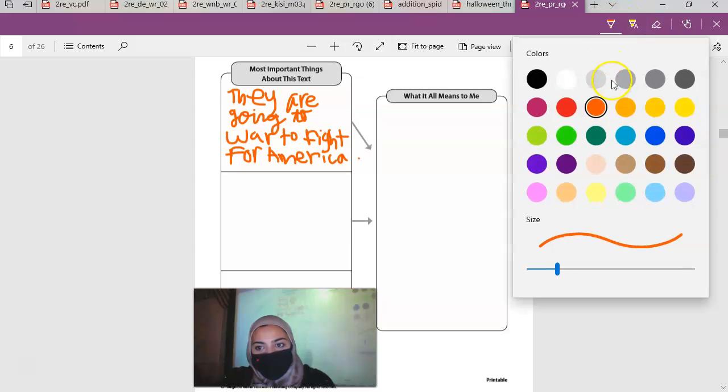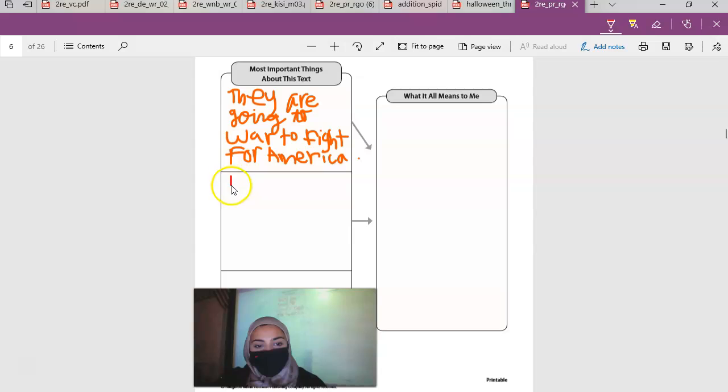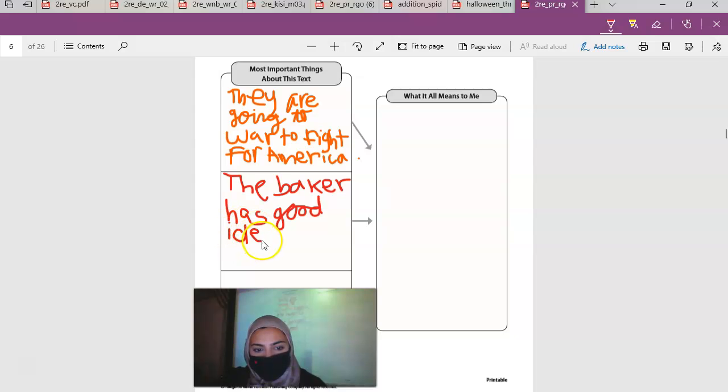So let's write that down. The baker has good ideas that can help.